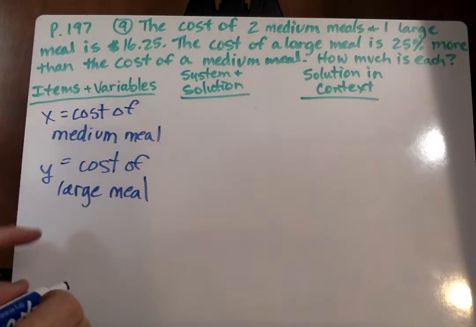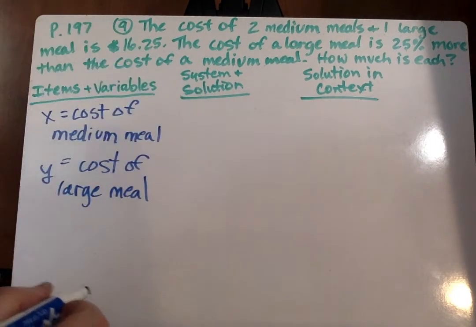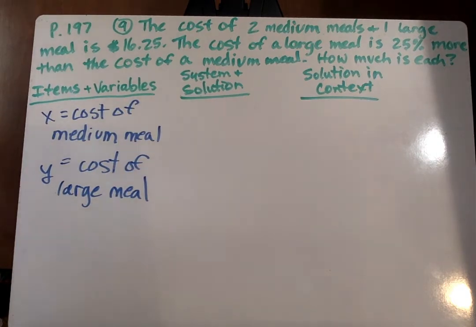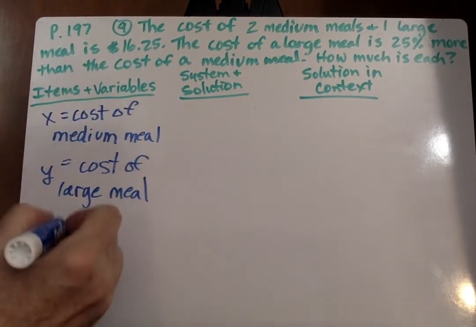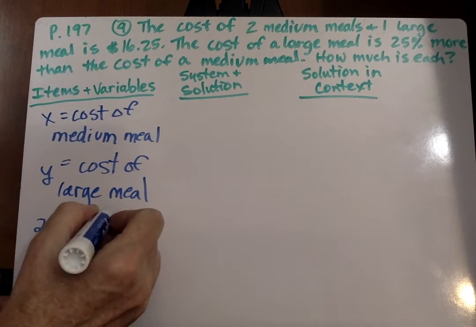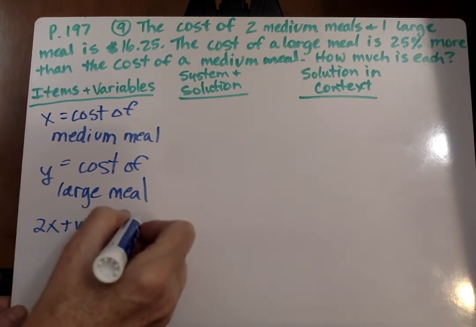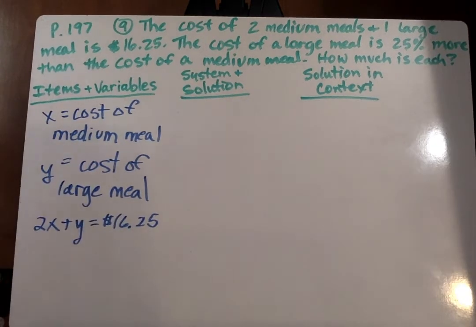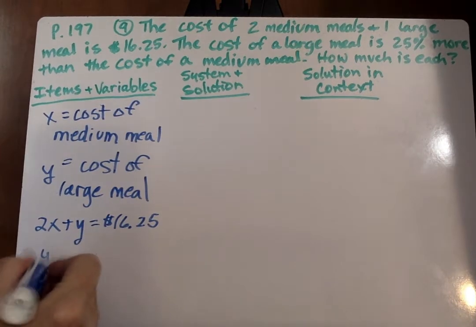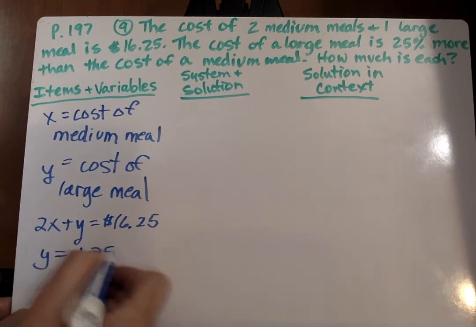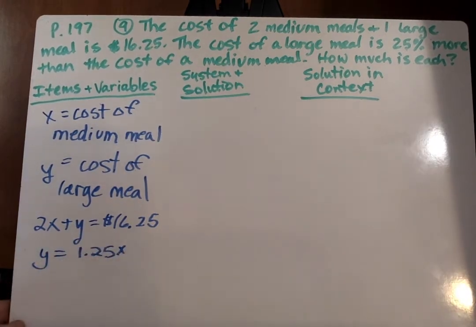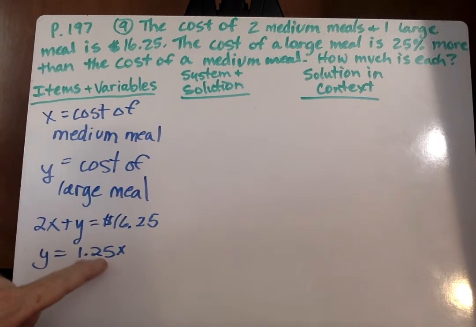Okay, so I'm going to write the two equations down here, and then we'll do the solution up there. We know the cost of 2 medium meals, so 2x, and 1 large meal, plus y, equals $16.25. The cost of a large meal, and that's y, is 25% more than the cost of a medium meal. So y equals 1.25x, because it's the cost of the medium meal plus 25%.